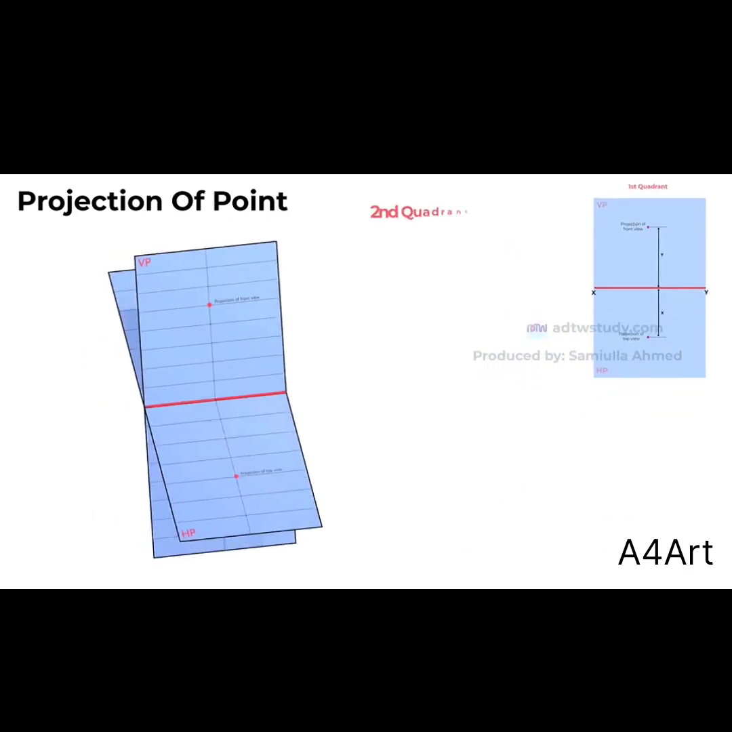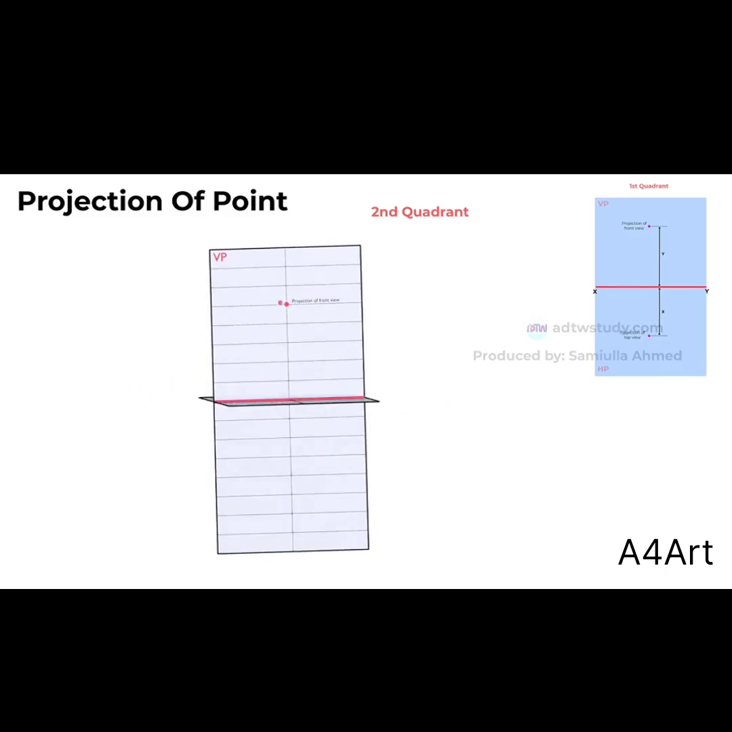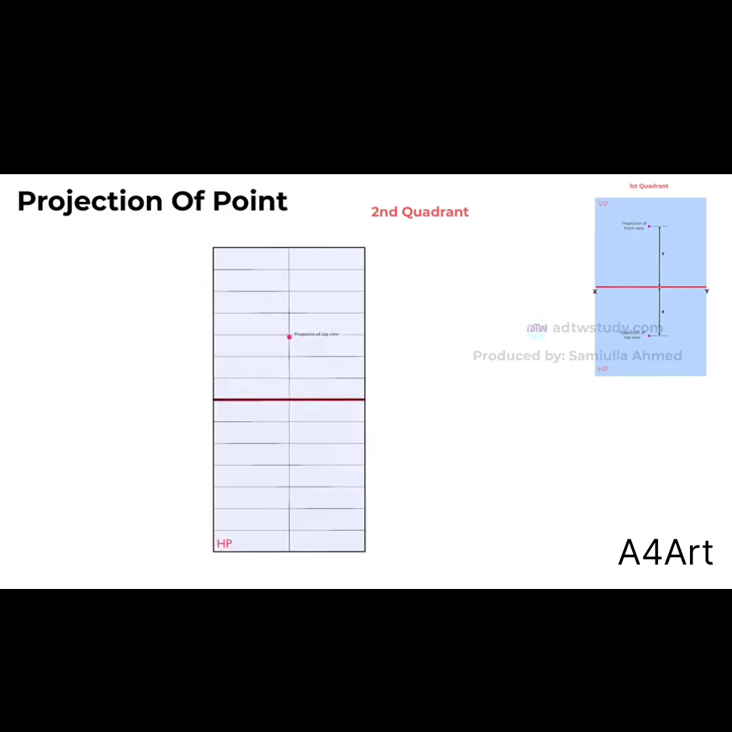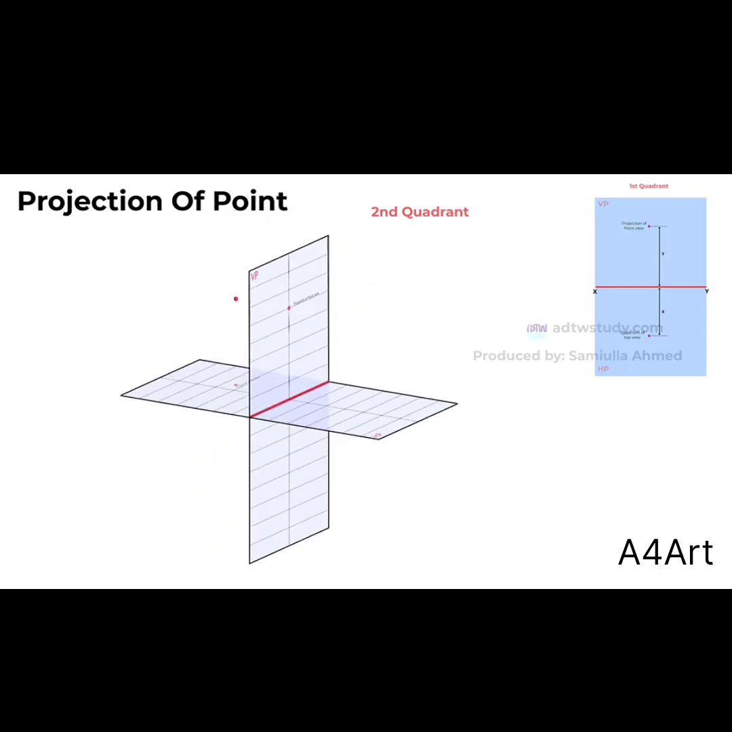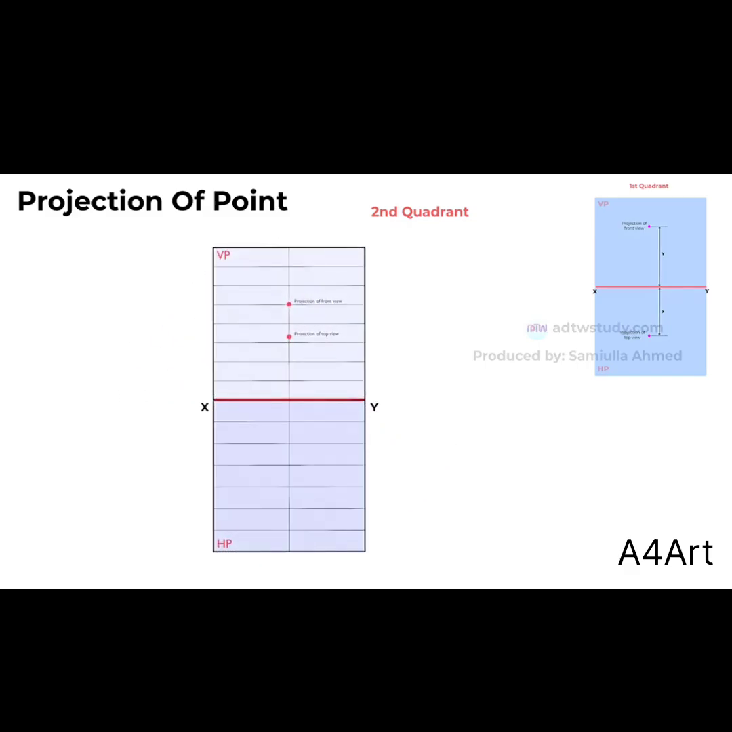Moving on to the second quadrant, where the point is positioned x distance away from the vertical plane and y distance from the horizontal plane. In this case, the point is said to be behind the VP and above the HP. In this scenario, the front view is projected onto the vertical plane, and the top view is projected onto the horizontal plane in the 3D view. To depict this in a 2D view, a 90-degree rotation of the horizontal plane is necessary. Upon doing so, both the vertical and horizontal planes overlap in the second quadrant. Consequently, the front view and top view of the point coincide above the XY line. Thus, when the point resides in the second quadrant, both views are represented above the XY line.